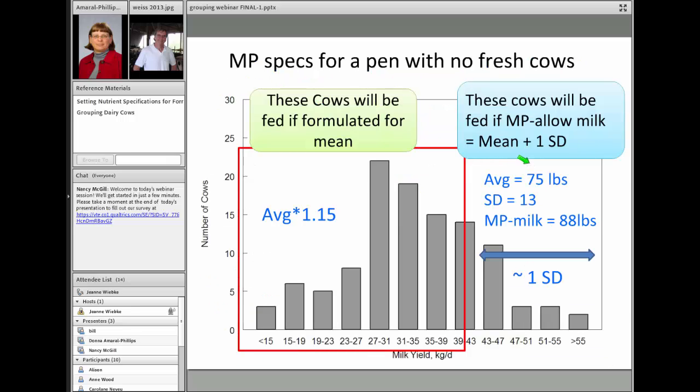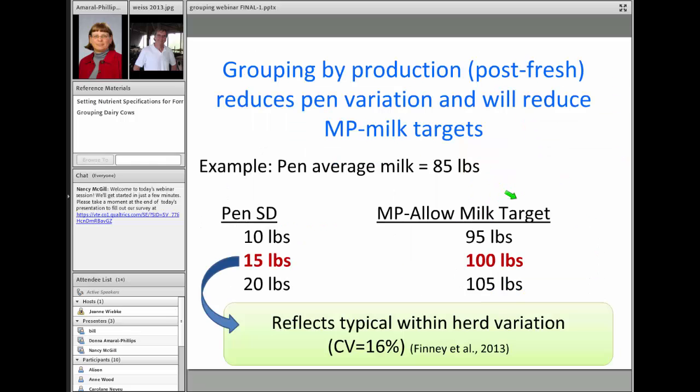What that means, though, is you need to know the standard deviation of milk yields in that pen. Sometimes people will have it. They will have record systems that allow that, but a lot of times you don't. And this just shows here, I've got 3 example herds. One is pretty tight. The pen standard deviation was 10. In all cases here in this example, average production is 85 pounds. The standard deviations are 10, 15, or 20.